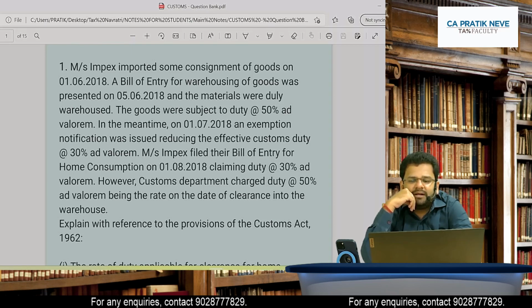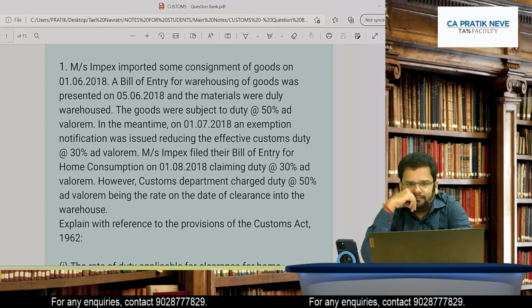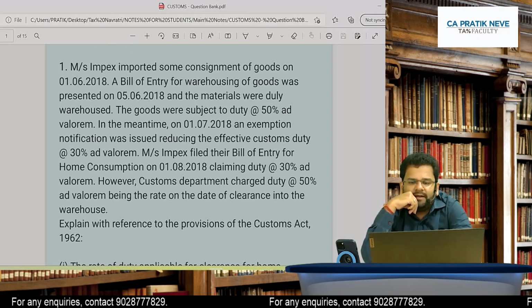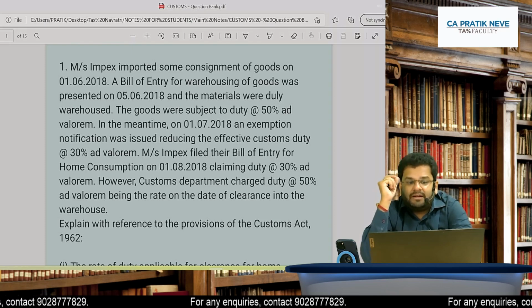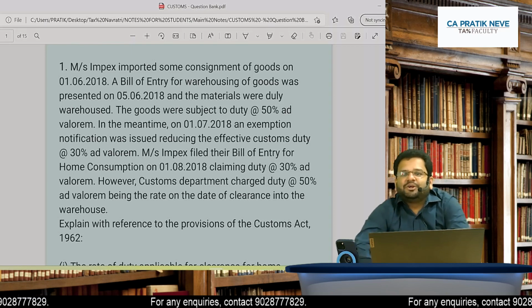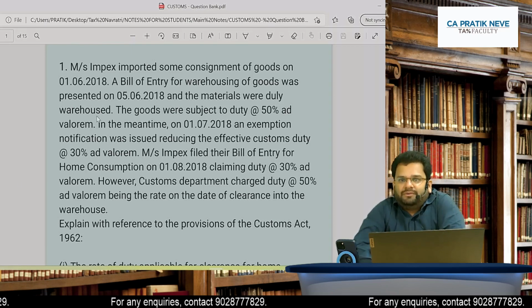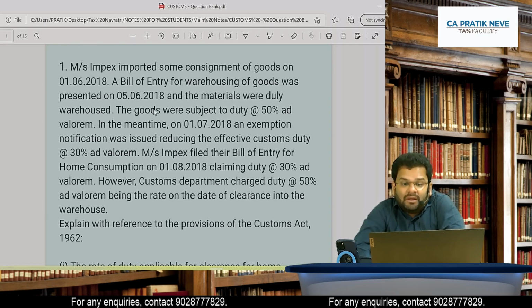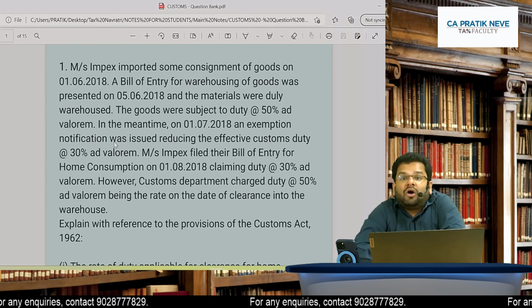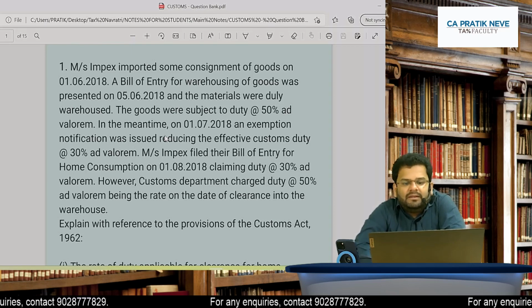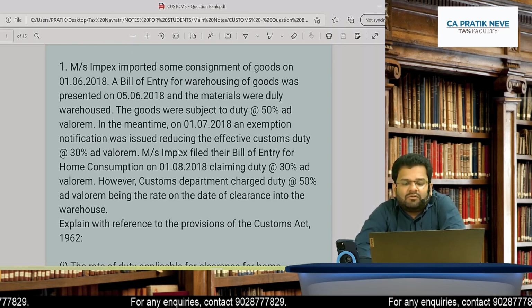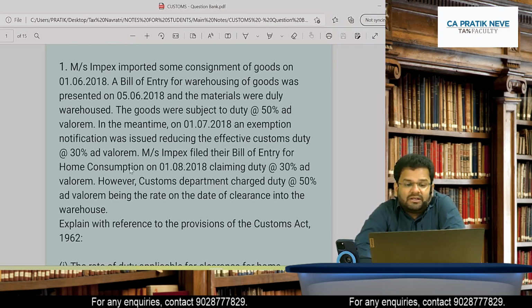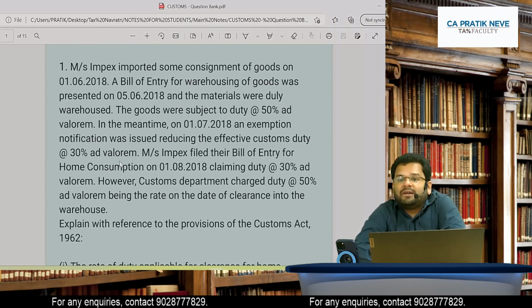Impex imported some consignment of goods on 1st June. Bill of entry for warehousing of goods was presented on 5th June and the materials were warehoused. Very good. The materials are kept in the godown, the warehouse, the customs bonded warehouse. The goods were subject to duty at 50% ad valorem. Ad valorem means on the value. In the meantime, on 1st July 2018, an exemption notification was issued reducing the customs duty to 30% ad valorem.